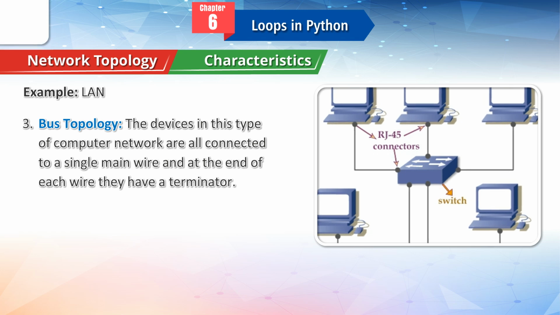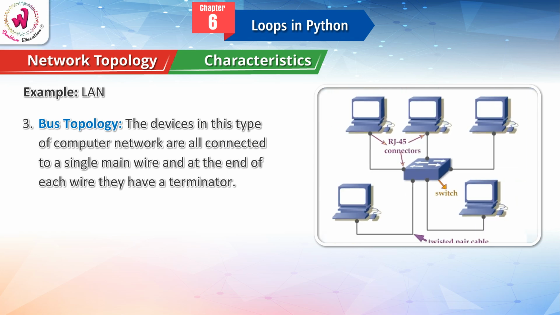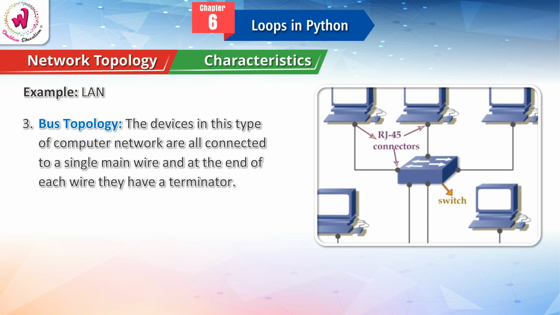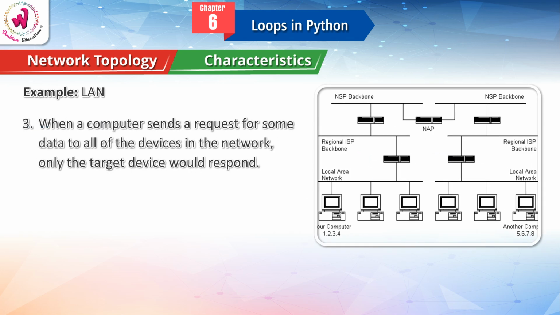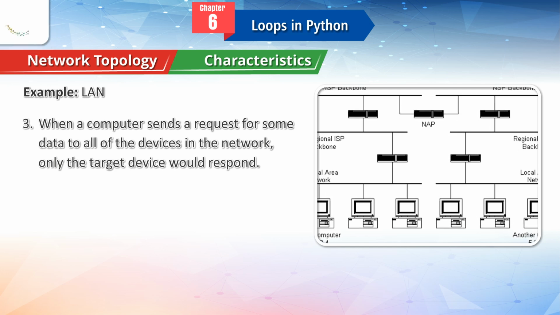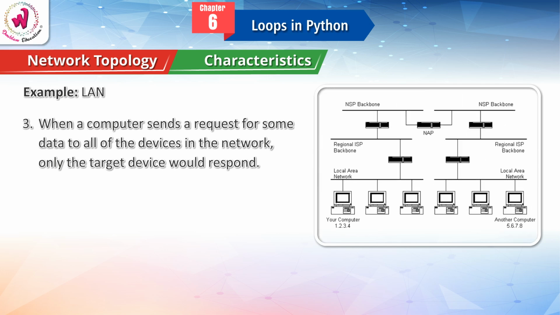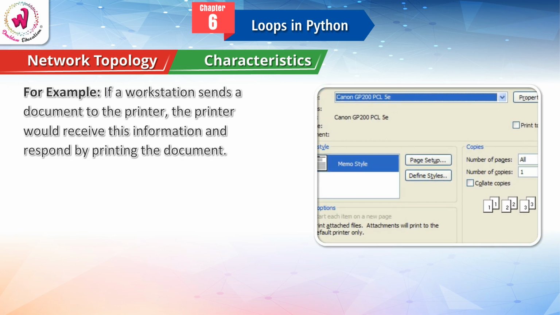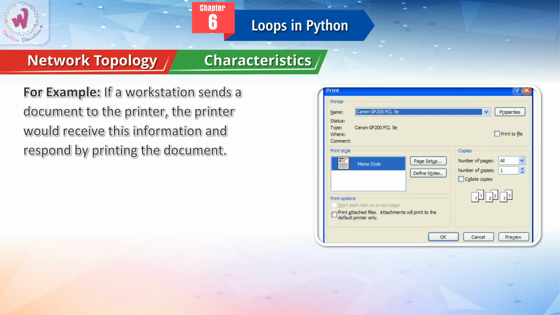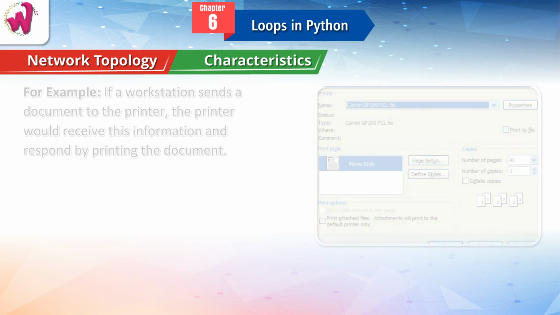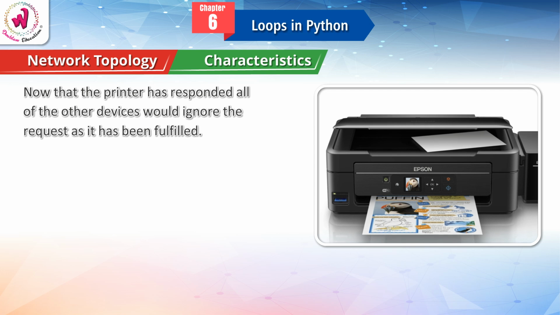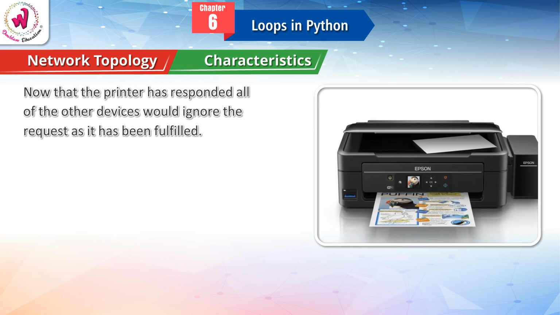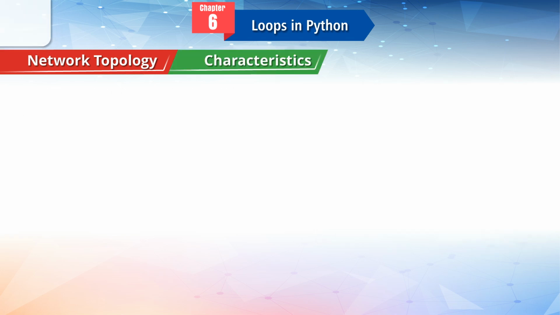3. Bus topology. The devices in this type of computer network are all connected to a single main wire, and at the end of each wire they have a terminator. When a computer sends a request for some data to all of the devices in the network, only the target device would respond. For example, if a workstation sends a document to the printer, the printer would receive this information and respond by printing the document. Now that the printer has responded, all of the other devices would ignore the request as it has been fulfilled.